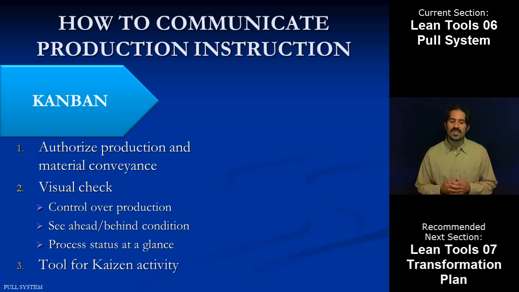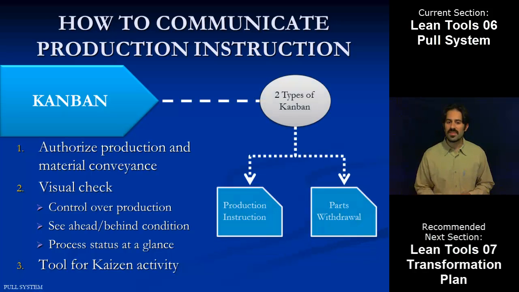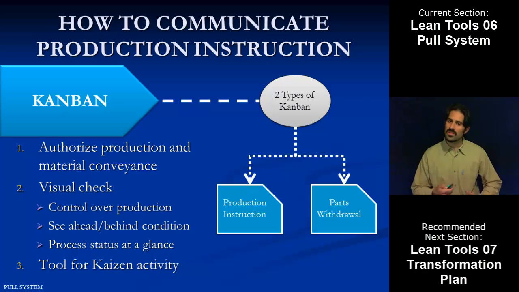And then the last part is it's a tool for Kaizen activity. We can use it to try to reduce our Kanban quantities. We can use it to improve communication, to tie processes together in different ways, to reduce our material handling time, all sorts of different things. And what comes out of that is that there are two different types of Kanban. There's the parts withdrawal, which is the material handling side, and then there's the production instruction, which tells everyone in their work cells what they need to be working on.